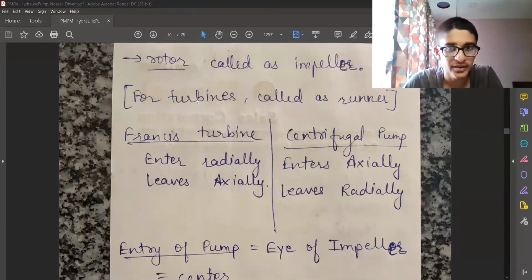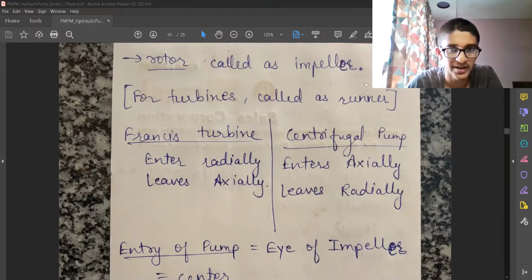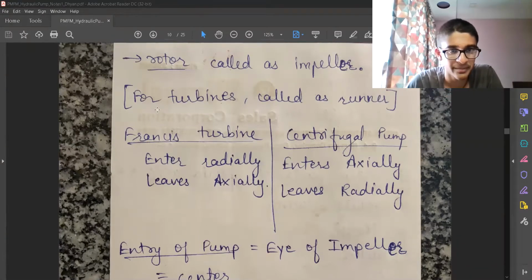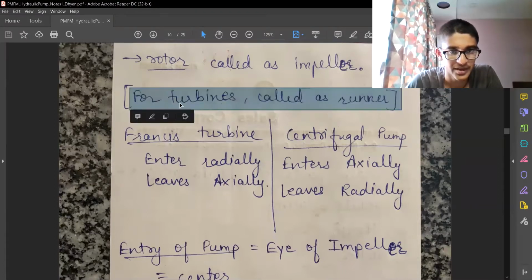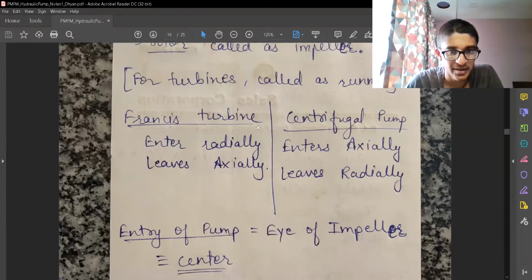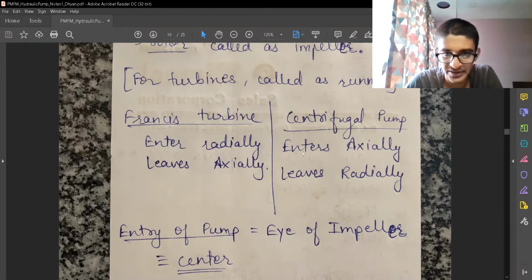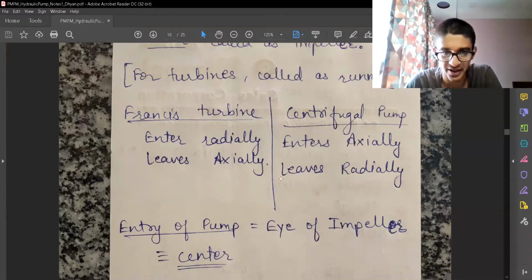Now coming to rotor. Rotor earlier was called as an impeller. Now it will be called as a rotor, or over here also we can call them as impeller. For turbine, they were called as runners sometimes. So in Francis turbine, let's again reiterate. In Francis turbine, we have radial entry and axial outlet. While for centrifugal pump, the opposite happens. Entry is axial while it leaves radially outward.